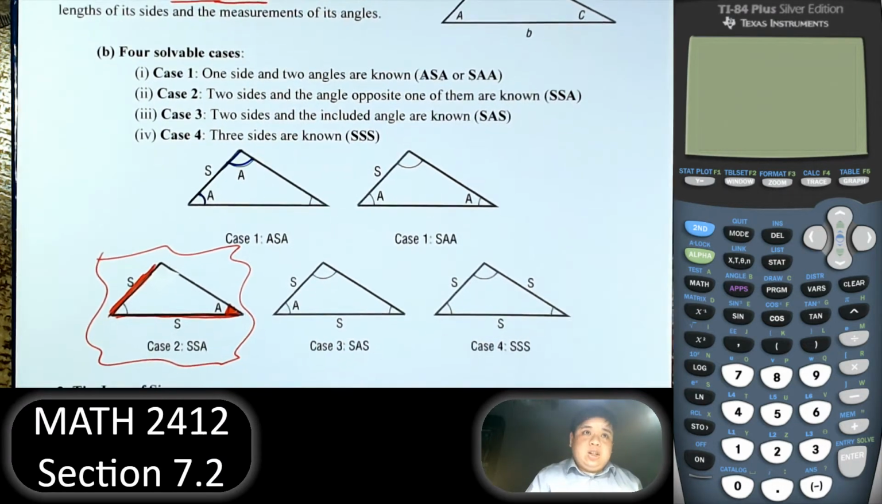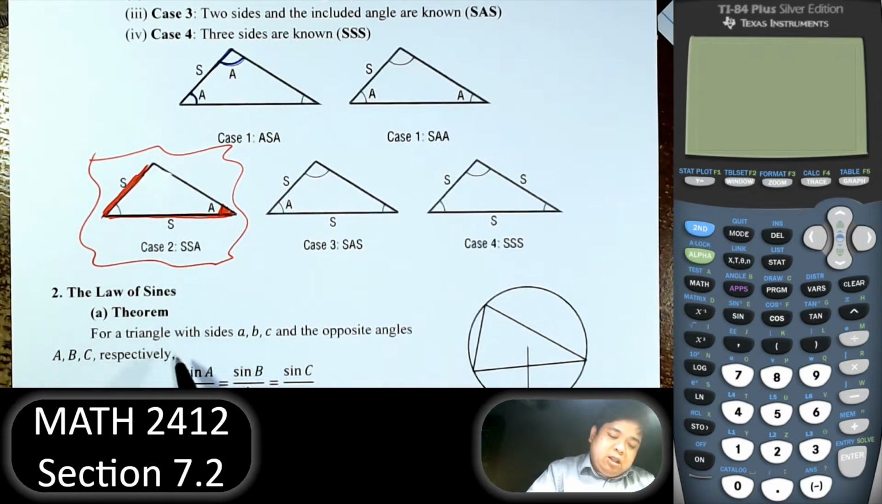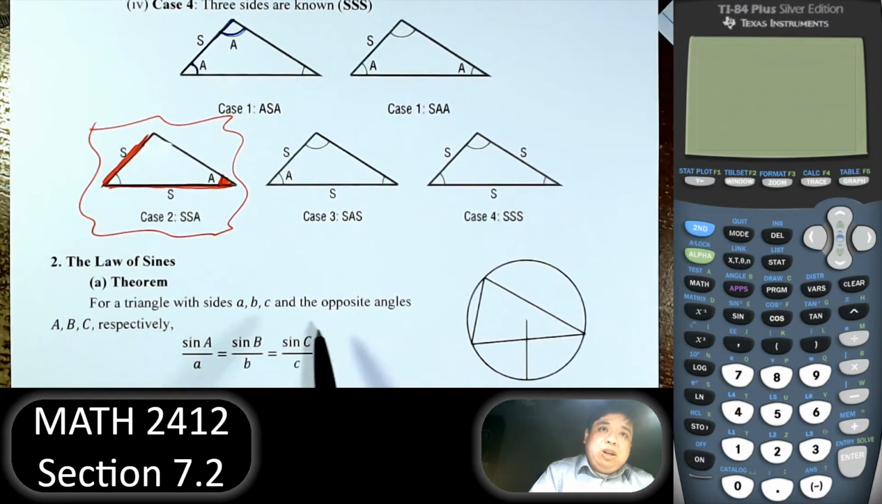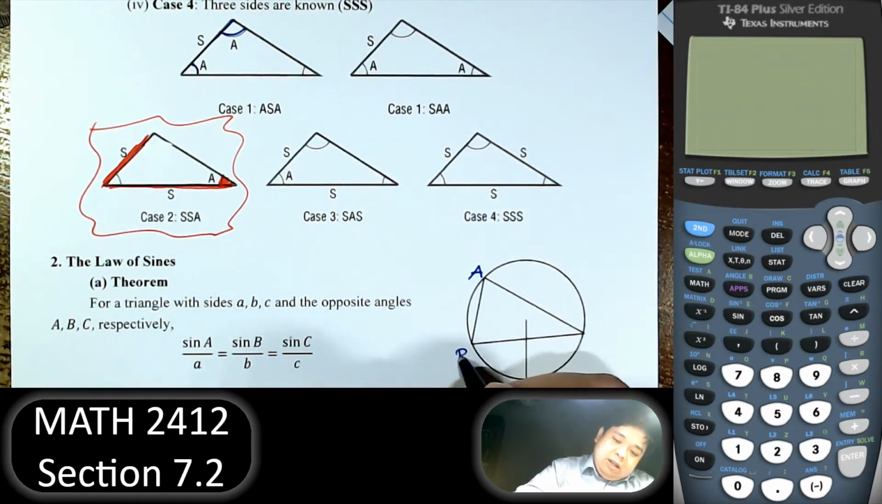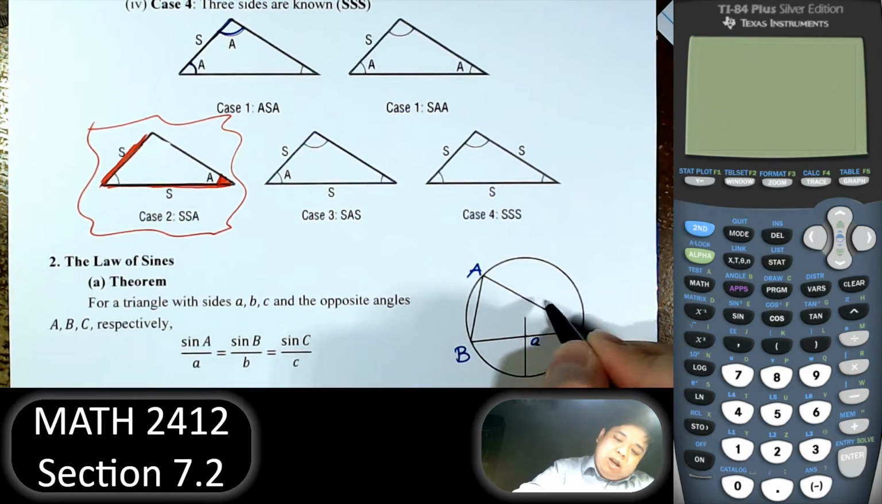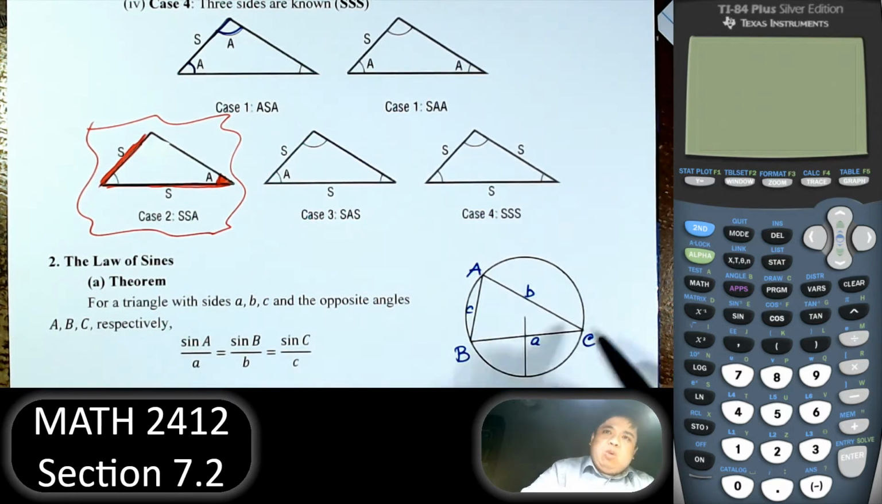Right. So in this section, we will use the law of sines. The law of sines says that for any triangle with sides little a, little b, little c, and opposite angles respectively A, B, C, sine of A over a, sine of B over b, and sine of C over c are equal. Of course, when we say sine of A, we mean sine of angle A, and if we say a by itself, that is the side. Opposite to angle A is side a, opposite to angle B is side b, opposite to angle C is side little c.